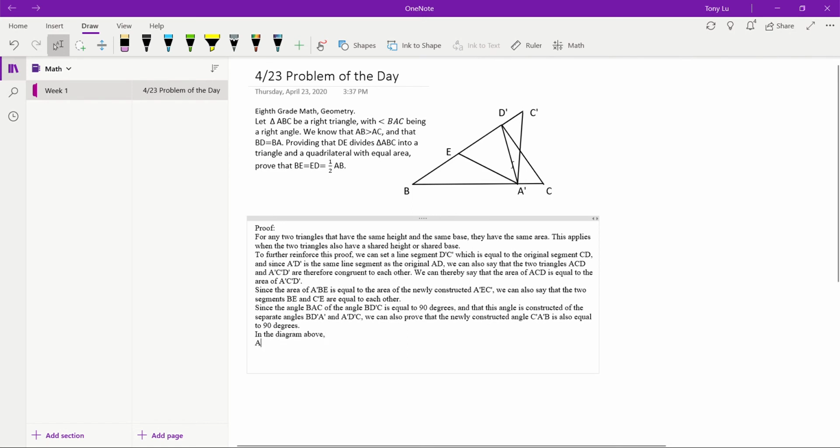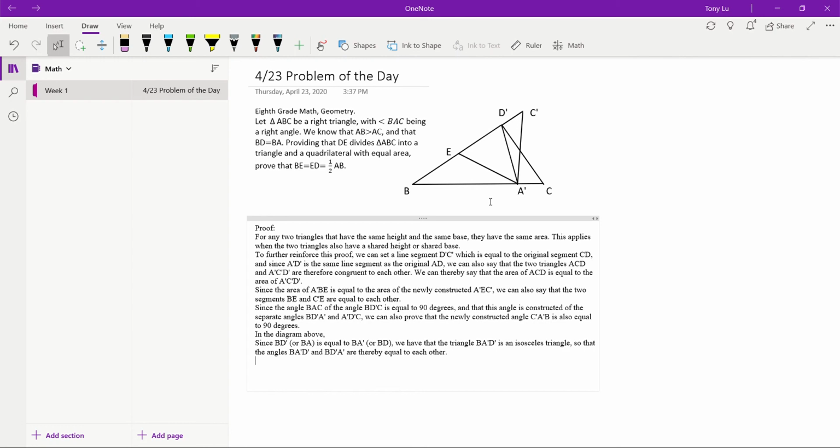since BD' or BA is equal to BA' or BD, we have that the triangle BA'D' is an isosceles triangle, and so the angles BA'D' and BD'A' are thereby equal to each other. So now we have these two angles that are equal to each other.